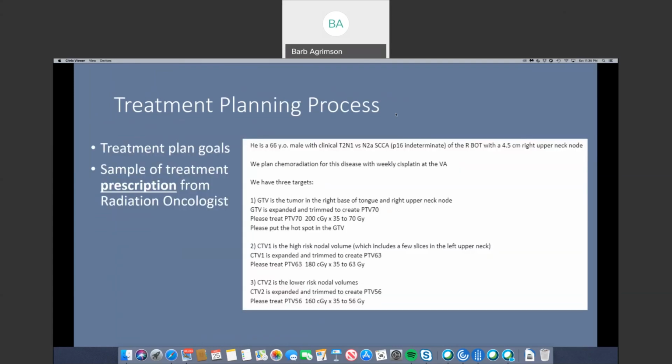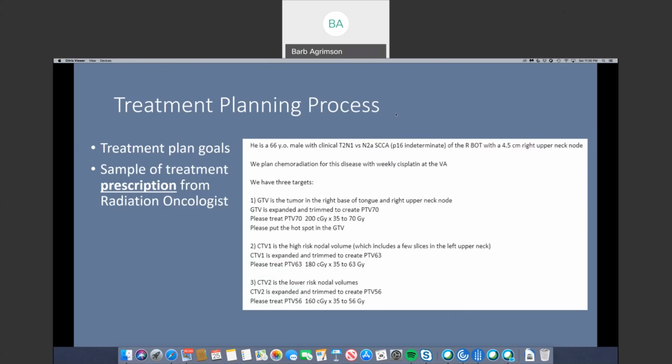The radiation oncologist will complete target contours and double check the normal contours that the dosimetrist has done. And then they will give us their intended kind of treatment prescription. So here you can see on the screen, this is a sample prescription for a head and neck cancer patient.